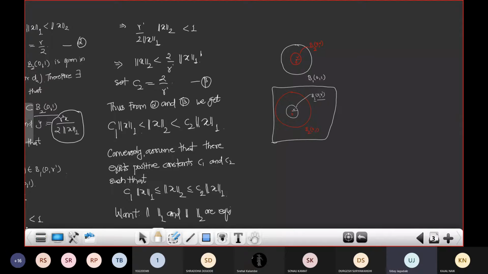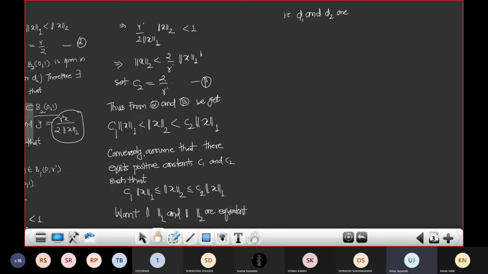By definition, this is equivalent to saying that d1 and d2 are equivalent, right? Two norms are equivalent if and only if the metrics induced by them are equivalent. Again I'm going to make use of that exercise, the exercise which we have used earlier.